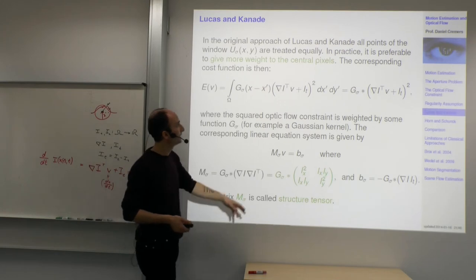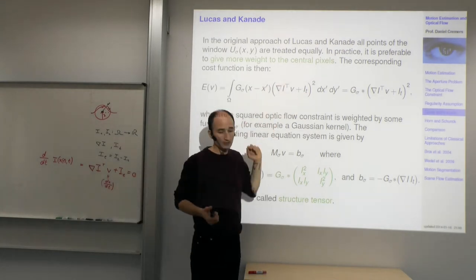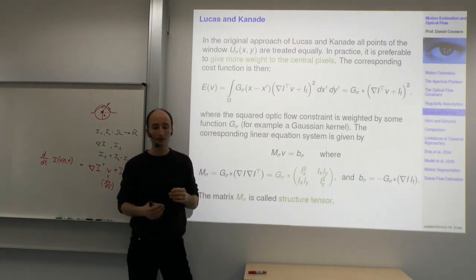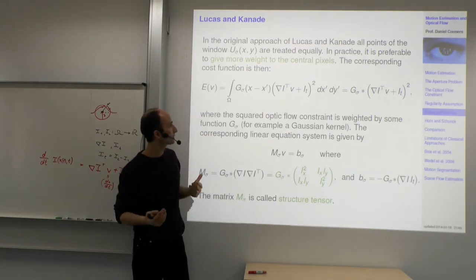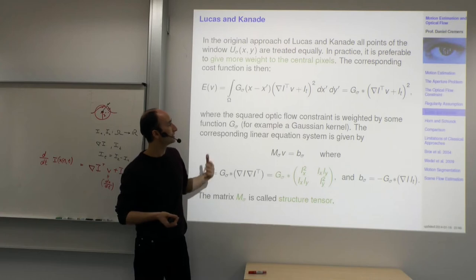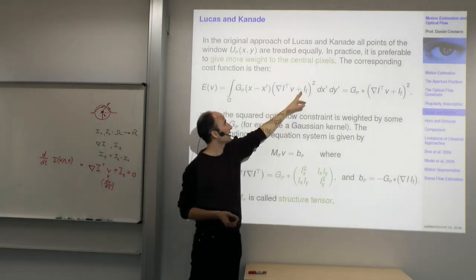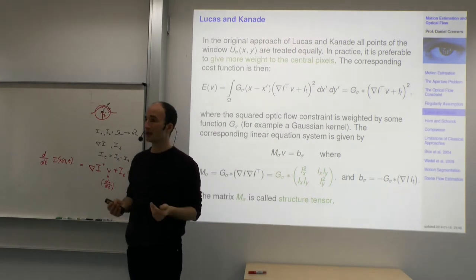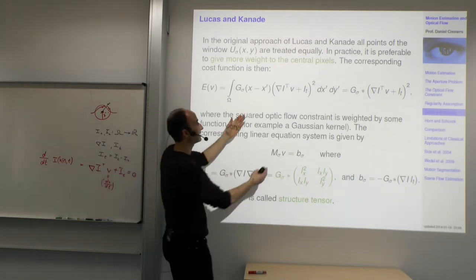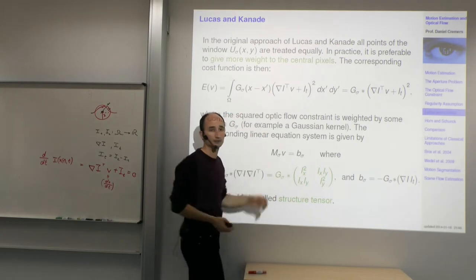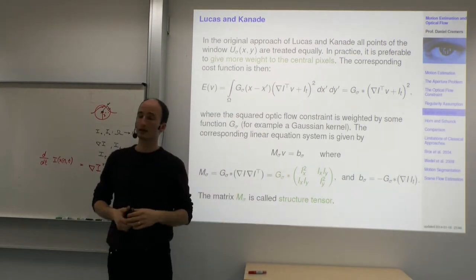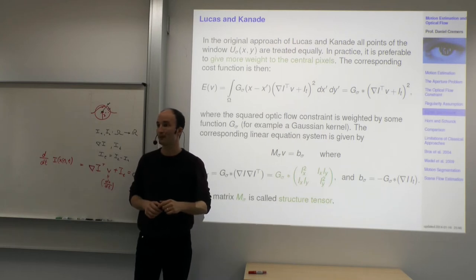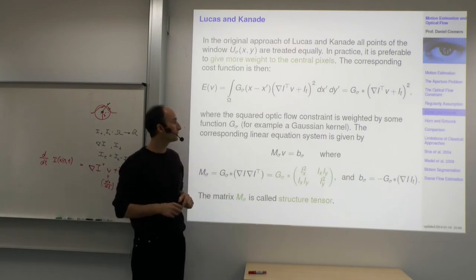By the way, this is a first comment already at this point. Given what we talked about on variational methods, on cost functions, you might at this point already ask, why do we penalize the quadratic difference? Why don't we penalize a different one? We could just penalize the norm, for example, right? And indeed, you can do that, and indeed, that will actually give you better flow estimates. But the equations will be more difficult.